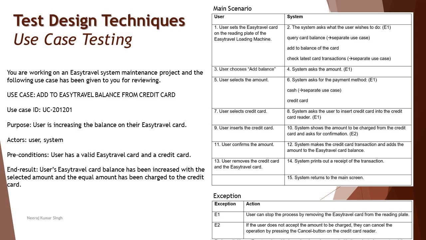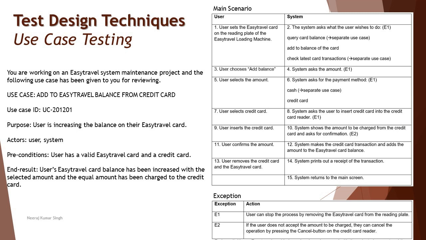Now, the details of this use case include, first of all, the use case. The use case here is add to easy travel balance from credit card. The scenario is a user is trying to add value to the easy travel card using a credit card. And that's one scenario which we are covering in this use case. The use case ID is clearly identified here. At the same time, the purpose is also defined here. User is trying to increase the balance on their easy travel card, right?